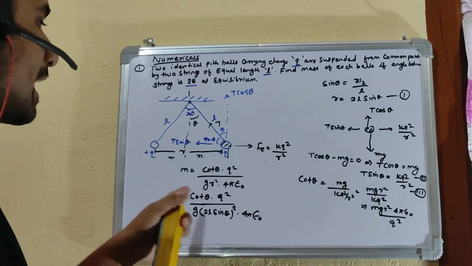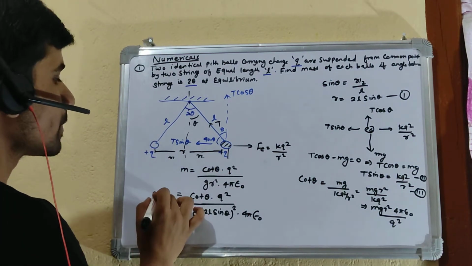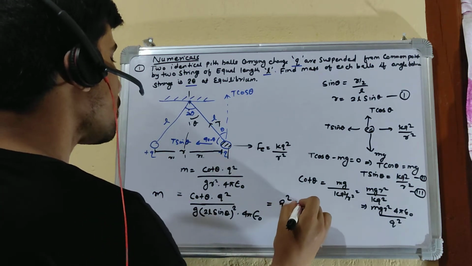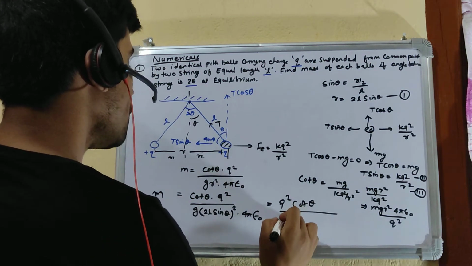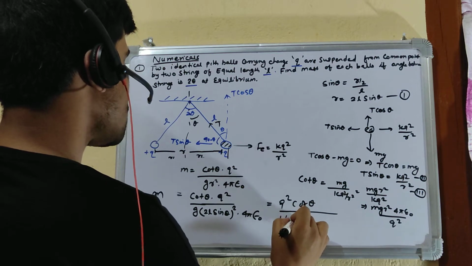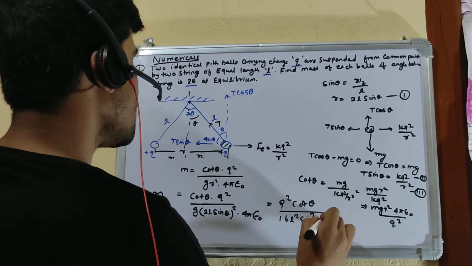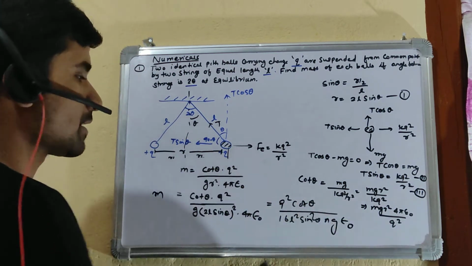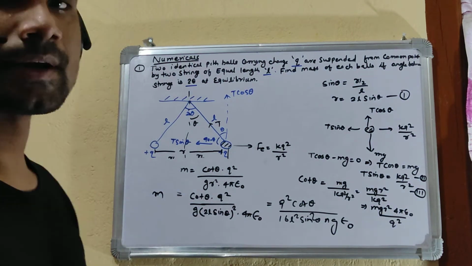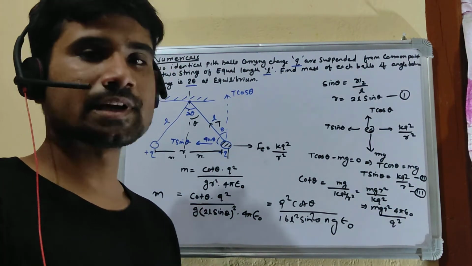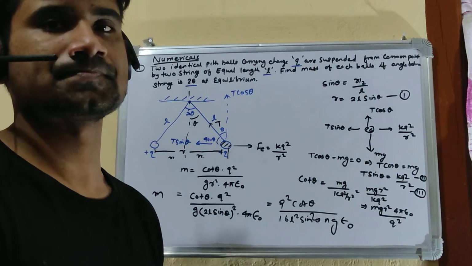Now you can easily calculate and find the value of m, which is nothing but q square cot theta by 16 l square sine square theta pi g epsilon naught, right? So this is the value of m. Clear? So let's move to the next question.